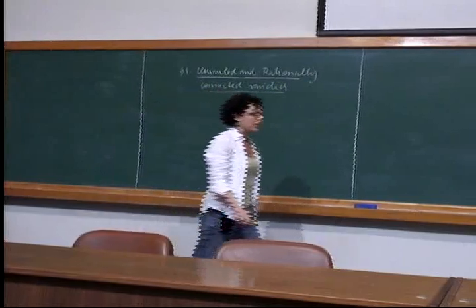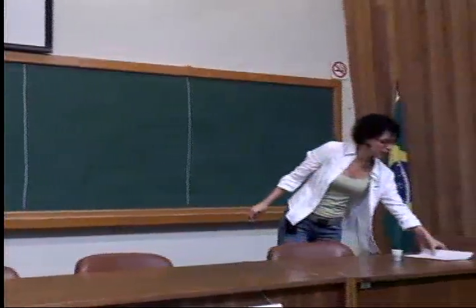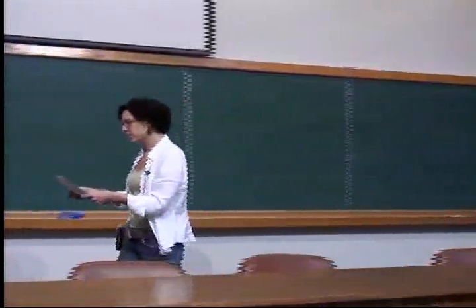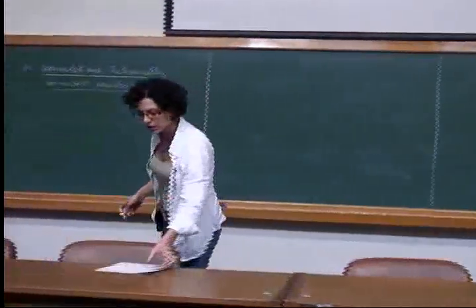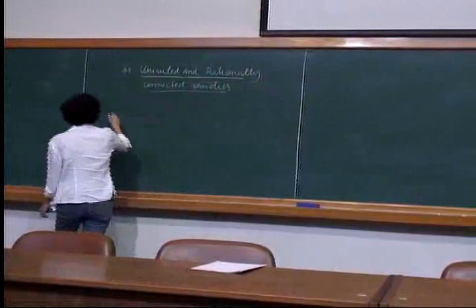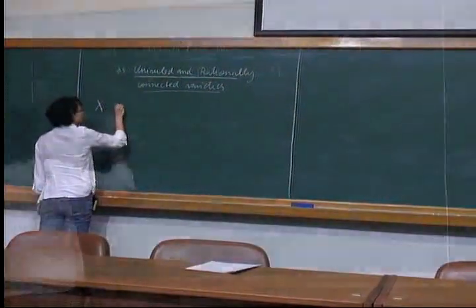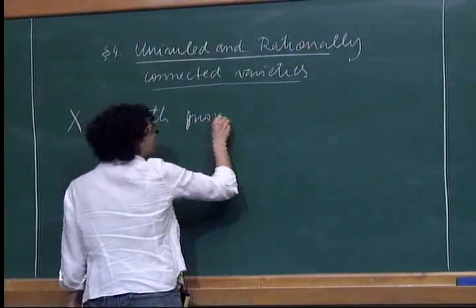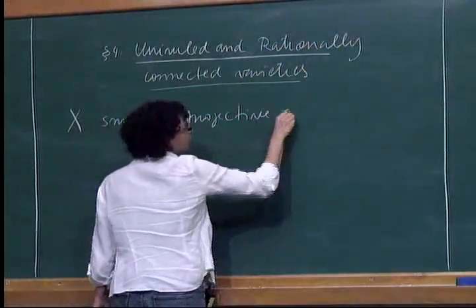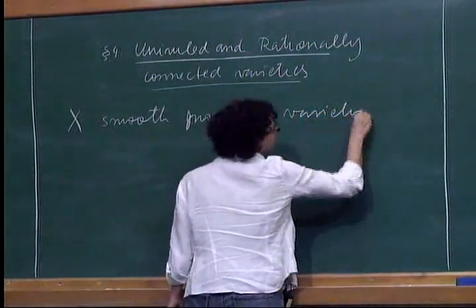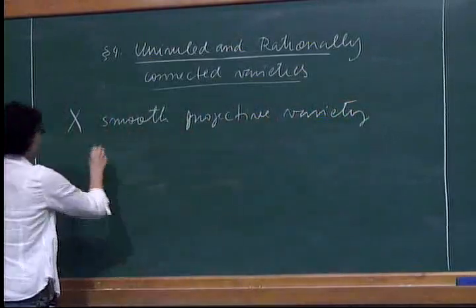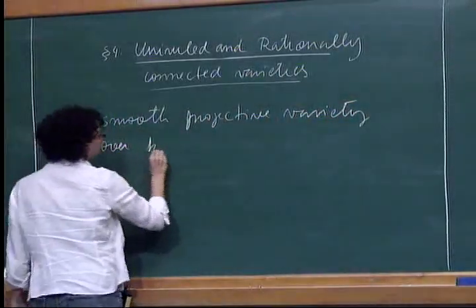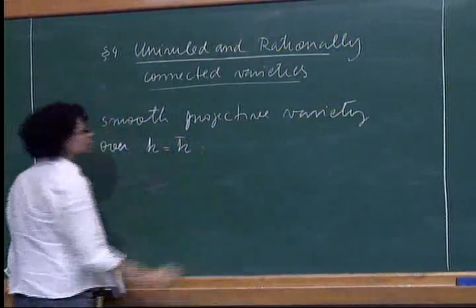So let me start by recalling some of the things that we have been seeing. Let me fix some notation. X will be a smooth projective variety over K, an algebraically closed field.